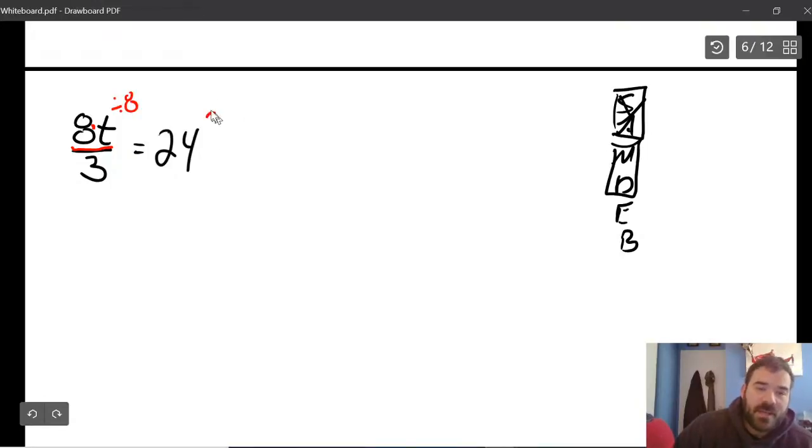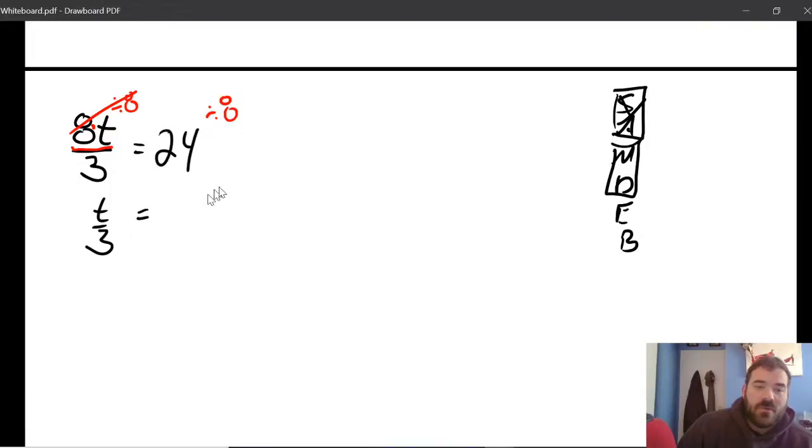But whatever I do to the left side, I have to do to the right side. So I'm going to divide by 8 here. Because I'm multiplying by 8 and dividing by 8, they cancel each other out. So it just ends up being 1. And 1t is just t. So I'm going to write my equal sign down below. All I'm left with here is now this t divided by 3 is equal to 24 divided by 8.